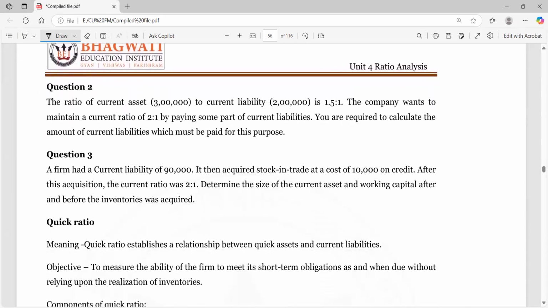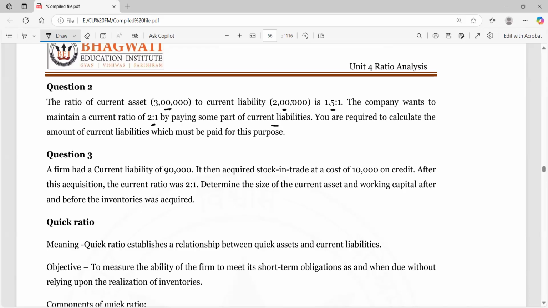Now look at question number two. The current asset is 3 lakh and current liability is 2 lakh. So the current ratio is nothing but 1.5 is to 1, that is, 3 lakh divided by 2 lakh. The company wants to maintain a current ratio of 2 is to 1 by paying some part of the current liability.